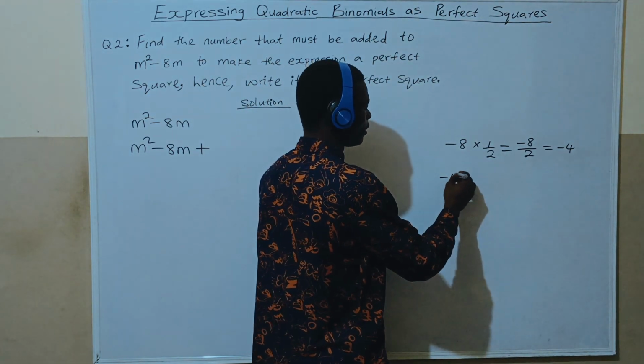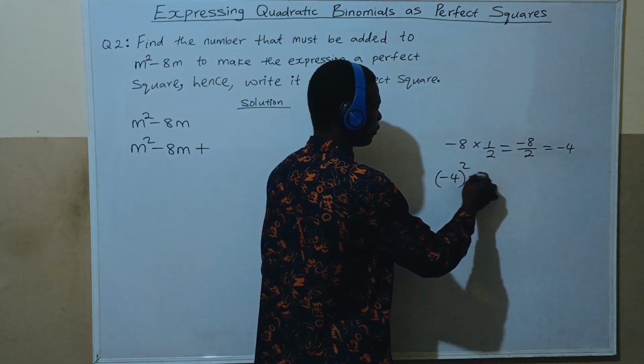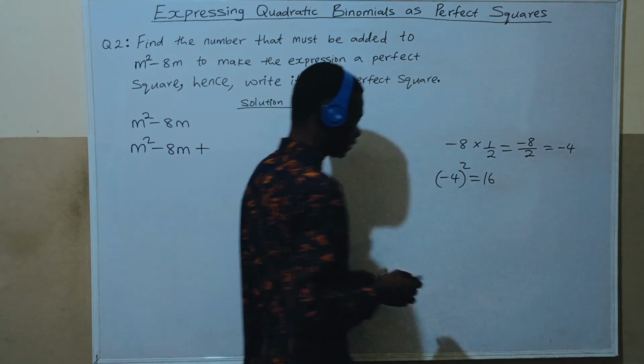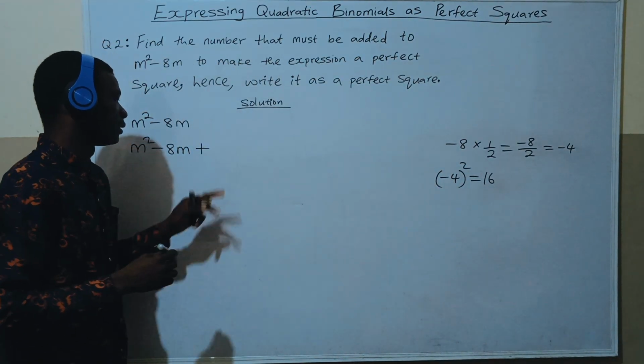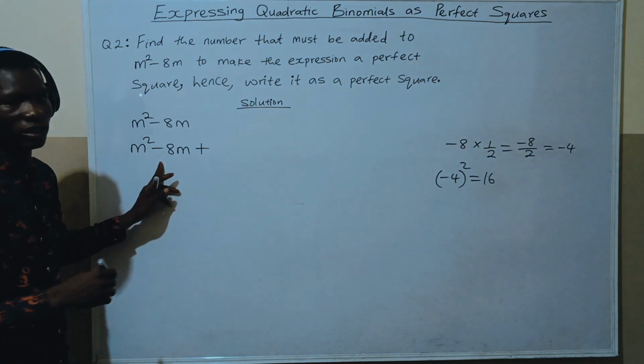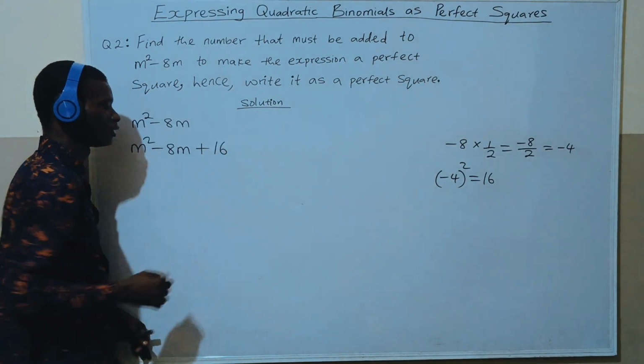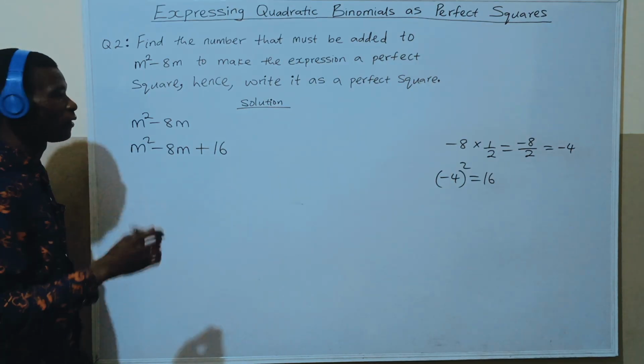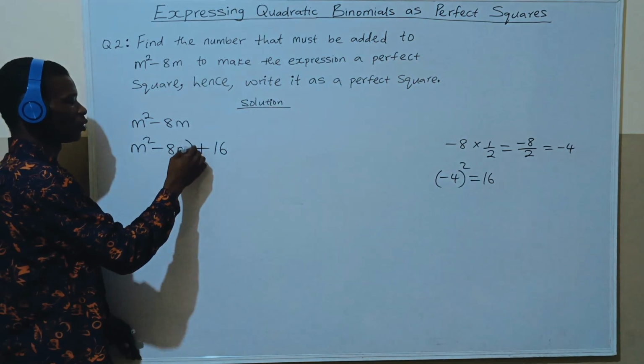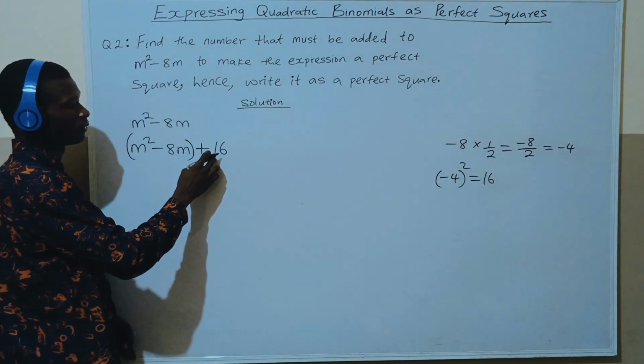We are going to be having negative 4 squared, and of course that's going to be equal to 16. So that says that it is 16 that must be added to this expression to make it a perfect square. So we are going to be having it as what? Plus 16. Also, not forgetting that the original expression was m squared minus 8m. Now we have added 16.